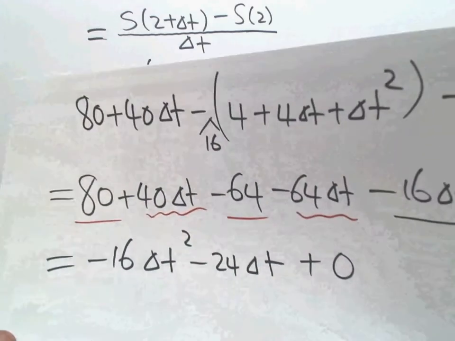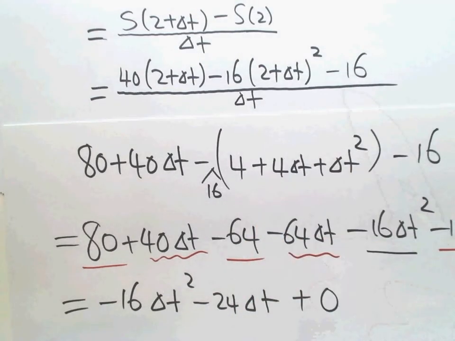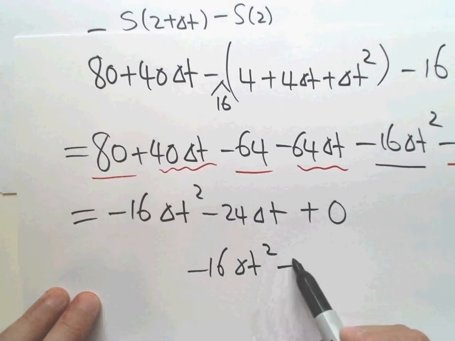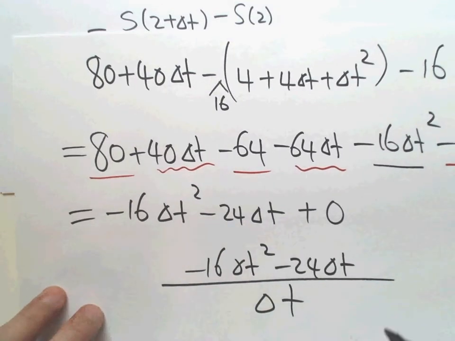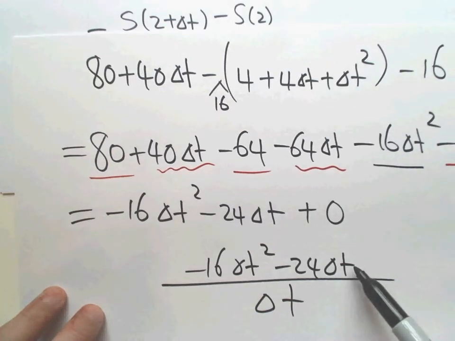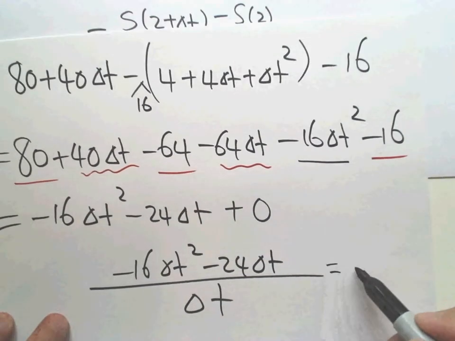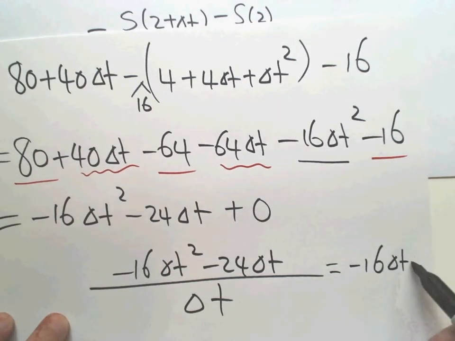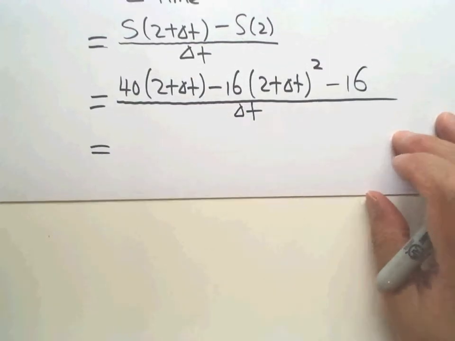This is the top, of course, and later we need to use this divided by delta t. Can you see this? The bottom is delta t. Of course, I will use this: negative 16 delta t squared minus 24 delta t is the top over delta t. You can imagine what we get. Factor the delta t out, and then you can divide out delta t. So we should get negative 16 delta t minus 24. Okay, so this is the one.